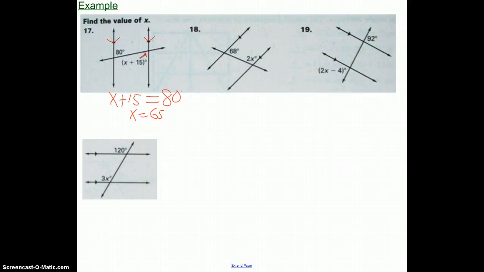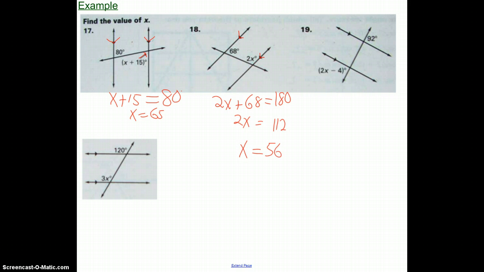All right, looking at number 18. What we have here, we got our parallel lines. We have our transversal. These two angles, they're on the interior of the parallel lines, and they are on the same side of the transversal. So these are consecutive interior angles. These are supplementary. So we're going to add them up to set them equal to 180. And then the algebra to solve it. Subtract your 68. So that puts us at a 112 equals 2x. Divide both sides by 2, we get 56.